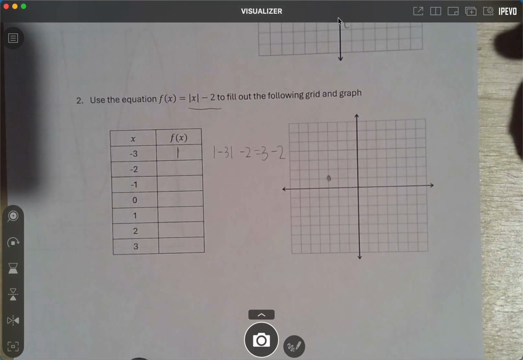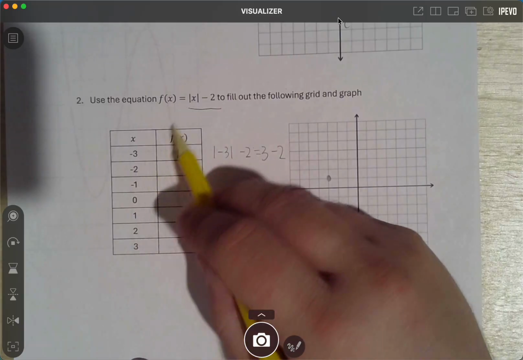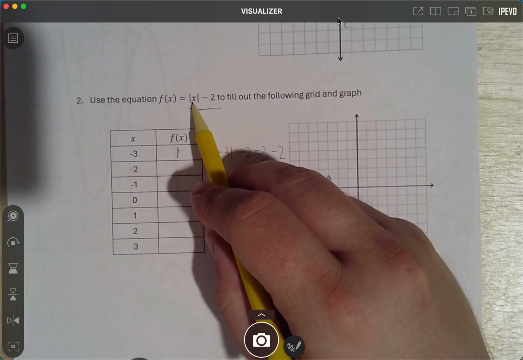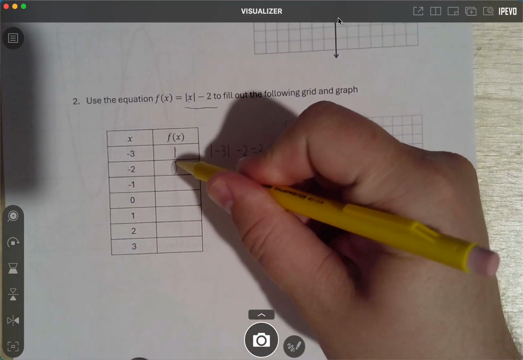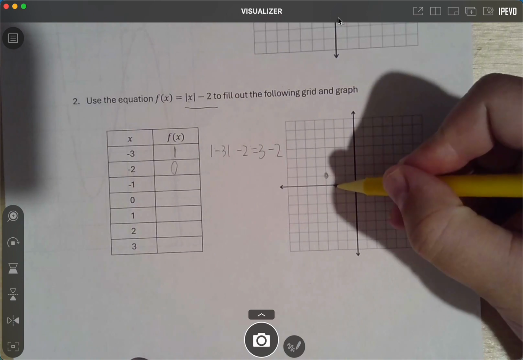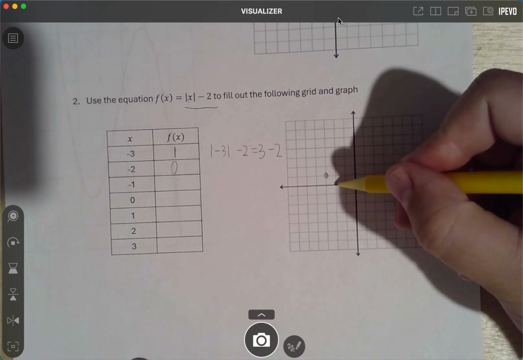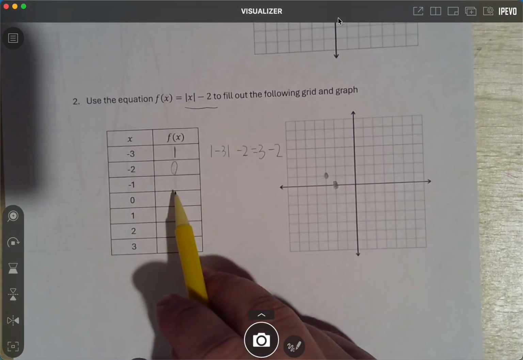Now we can go a little more quickly, and I am going to go quickly, but if I plug in -2, and I'm going to start saying it out loud, -2 inside the absolute value becomes 2, and then 2 minus 2 is 0, and now I've got a point (-2, 0). Let's graph that. -2, comma nothing up or down puts me right here. (-2, 0). Let's go further.